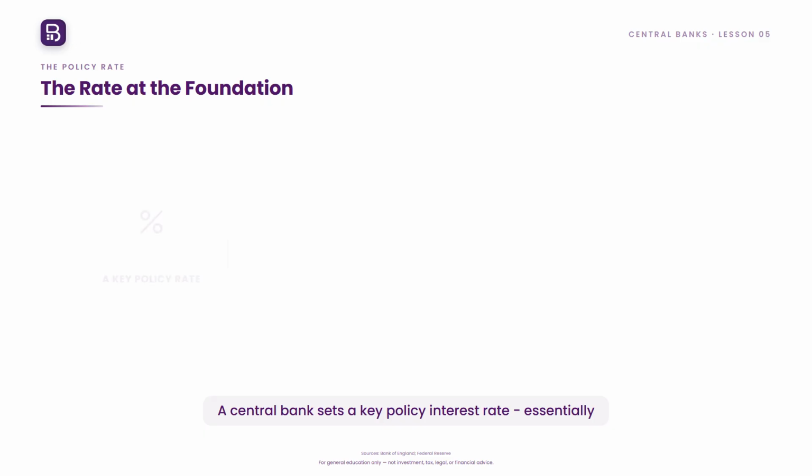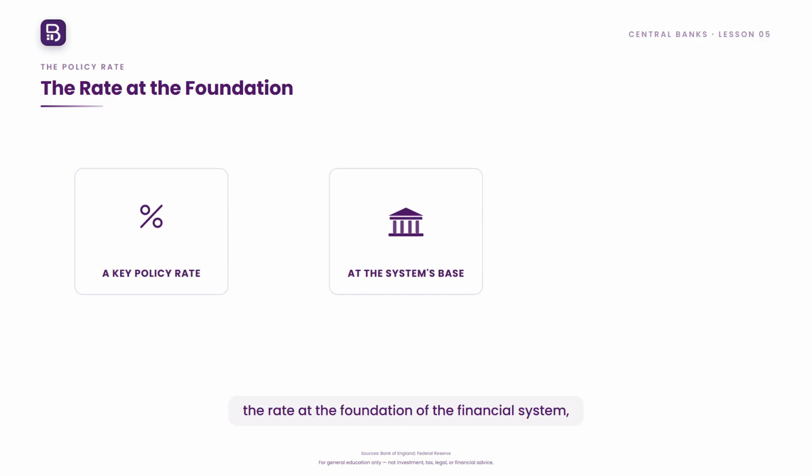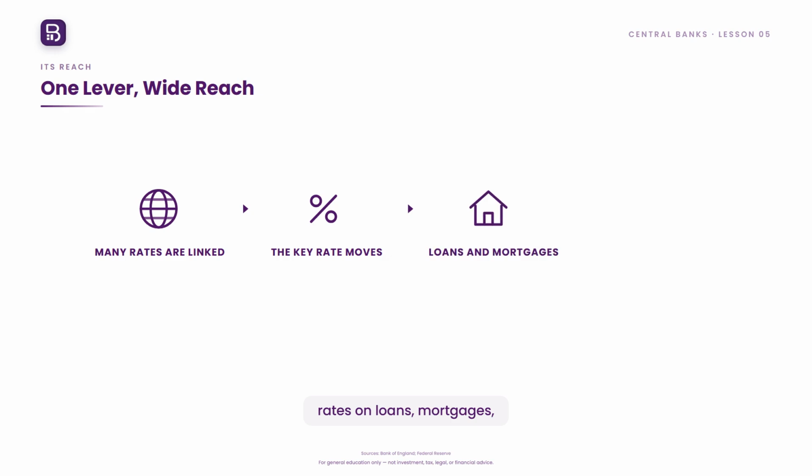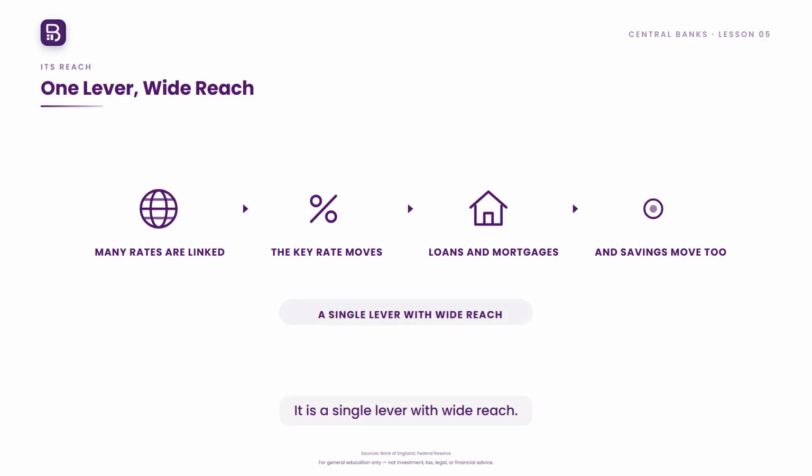A central bank sets a key policy interest rate, essentially the rate at the foundation of the financial system, which influences the cost of borrowing money throughout the economy. Because so many other rates are linked to it, when the central bank moves this rate, rates on loans, mortgages, and savings across the economy tend to move too. It is a single lever with wide reach.